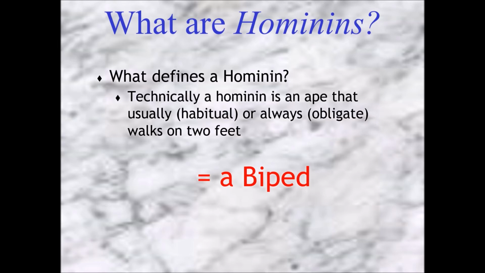Now, you can make the argument, what about when we're babies and we're crawling? Or any adult can crawl if we want to. And for that matter, chimps can walk on 2 feet. So how do you differentiate that? How do you know that something is a quadruped, like a chimp, which walks on 4 feet, versus a biped, like you and I, which walk on 2 feet?